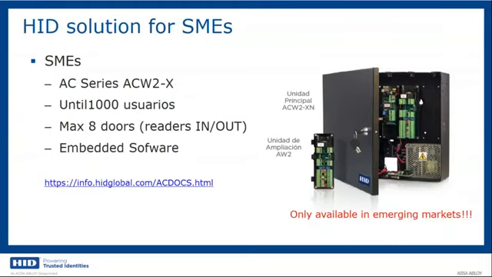Okay, this is how it looks. It normally comes with the metal box, with a controller and a module that is called AW2. It also has the power supply, and it will have the tamper, okay? It can work up to 1,000 users. The max number of doors is 8 doors, so with readers in and out, we can talk about 16 readers, but we can only configure up to 8 doors, okay?